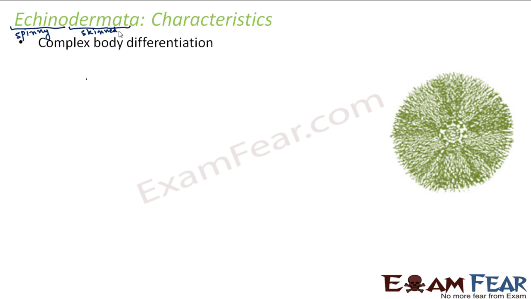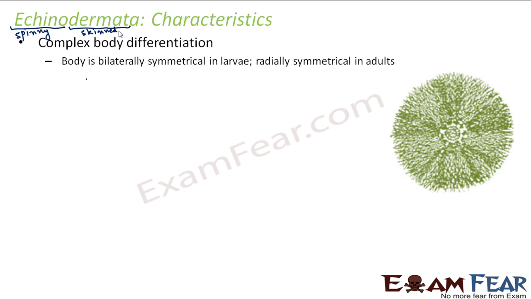They also have a very complex body differentiation. The body is bilaterally symmetrical in larva, whereas radially symmetrical in adults. So that is one uniqueness in Echinodermata. That is, the symmetry of the body changes as the larva grows into an adult. So this shows that they have a larval stage involved, so the development is indirect. Here in the picture you can see that radial symmetry is present in an echinoderm.